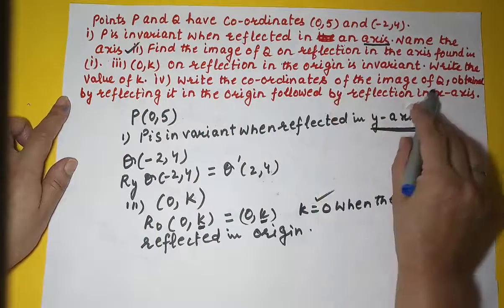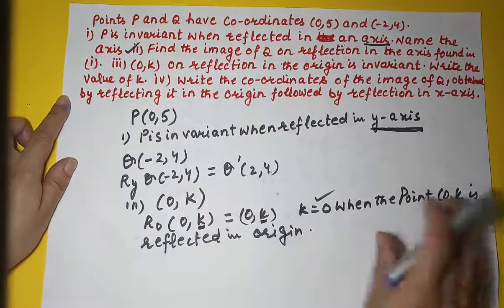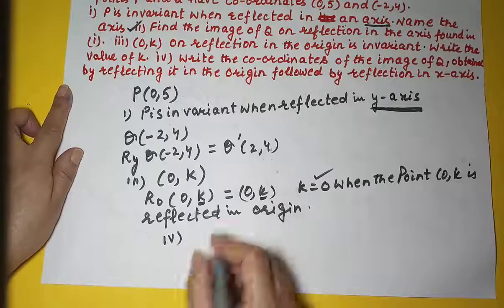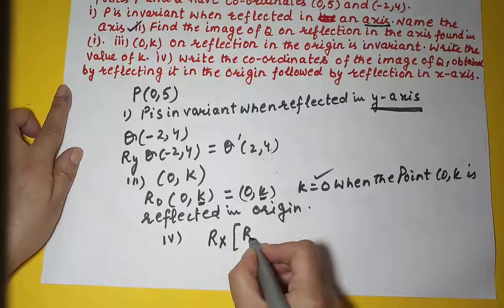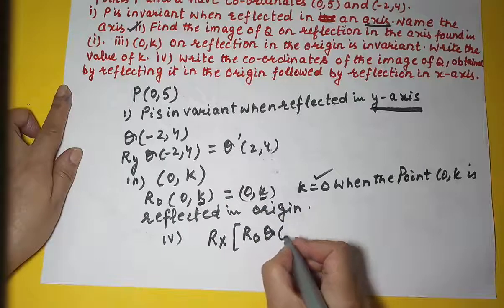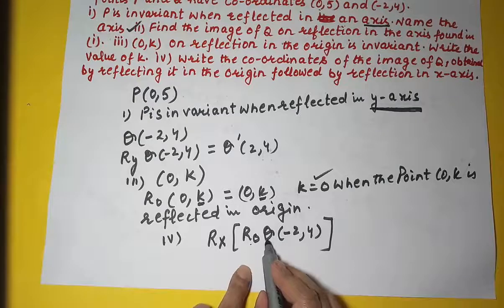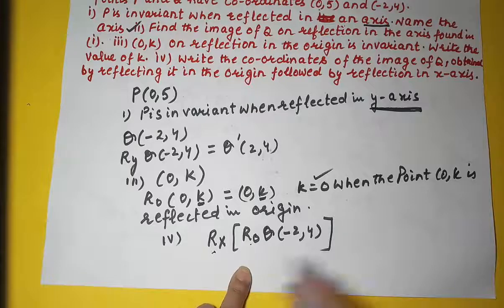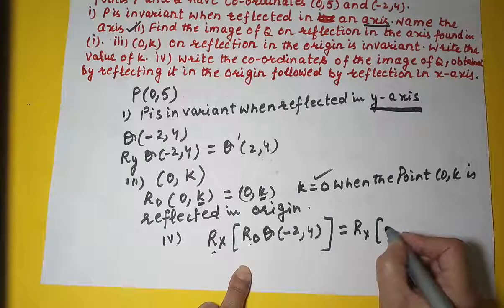Write the coordinates of the image of Q obtained by reflecting it in the origin followed by the reflection in the x-axis. Now this is my fourth part. I have to write the image of Q. First I have to reflect it in the origin. What is my Q? Q is (-2, 4). First I have to reflect point Q in the origin. After that I have to reflect it in the x-axis. So this will become Rx. Reflection of this will become Q dash.